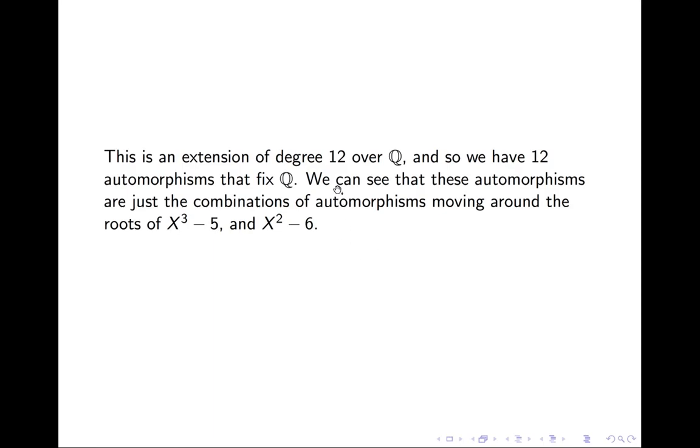So since it's a separable normal extension, it's Galois, so we have 12 automorphisms that fix Q. So 12 Q-automorphisms. And we can see that these automorphisms are just combinations of automorphisms moving around the roots of these two polynomials.